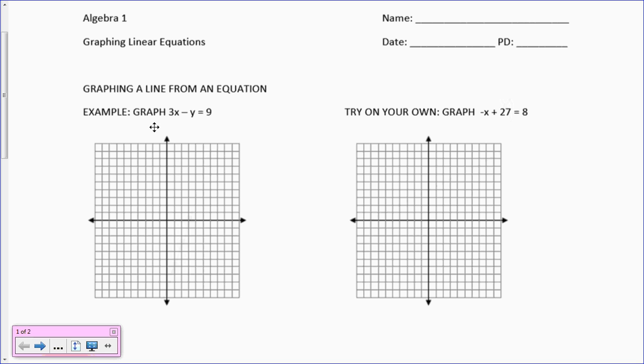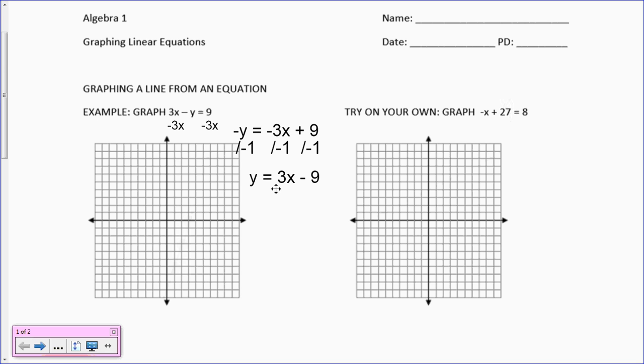So here we have an example. We have to graph 3x minus y equals 9. In order to graph this, we're going to need it in slope-intercept form, so y equals mx plus b. We do that by first subtracting 3x from both sides. Now we get negative y equals negative 3x plus 9. Now I'm going to divide both sides by negative 1, so everything gets divided by negative 1. So now I have y equals 3x minus 9.